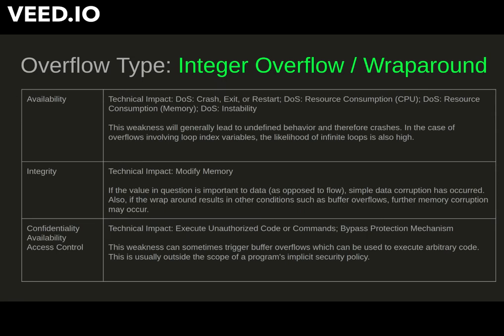Looking at this table, we can see that it has a major impact on availability, such as denial of service, which results in a whole bunch of different types of issues for any kind of system. When it comes to integrity, you can see that there's modified memory, and that's not great, especially if there's stuff in memory that you need to take care of and control. Then confidentiality, availability, and access control. The technical impact of this is to bypass protection mechanisms, or simply modify a value to something that is not the actual and anticipated value of it. So this is where the importance of integer overflow or wraparound is clear. We will now head into an example of this topic.